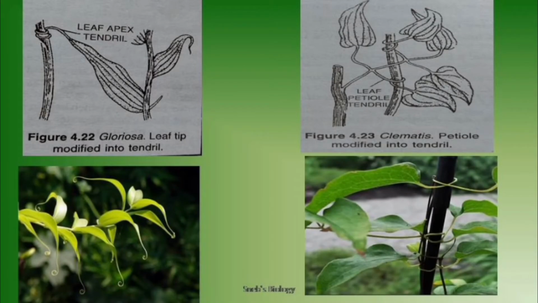If the leaf apex gets modified into tendrils, then it will be called leaf apex tendril. Here only the apex part is modified into a spiral structure. This is seen in case of Gloriosa.